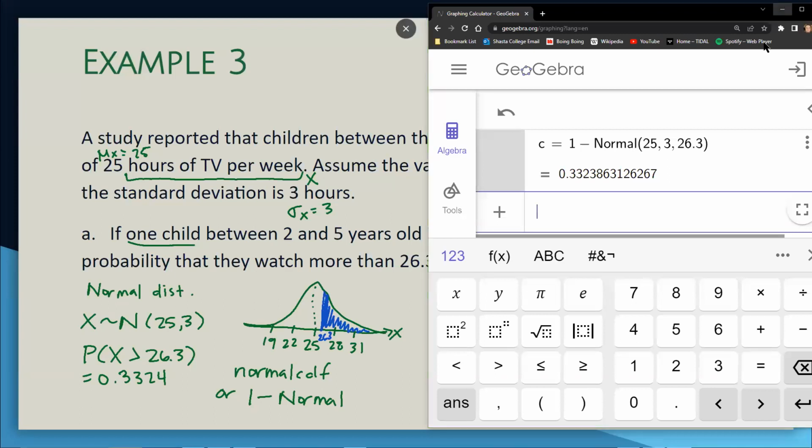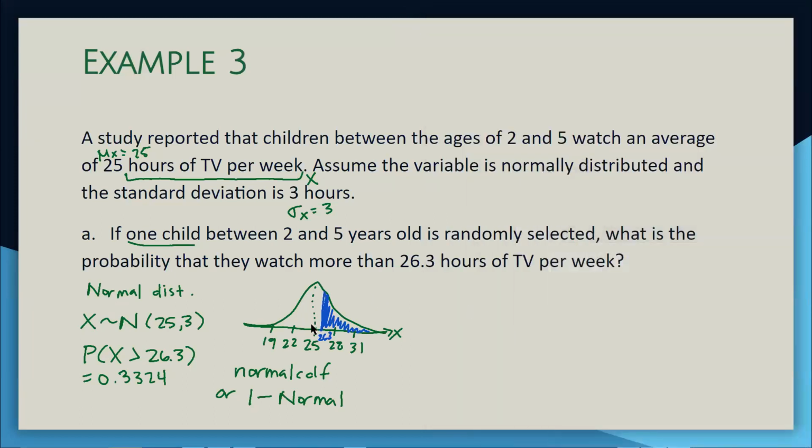And that makes sense because looking at this picture, we've shaded to the right of 26.3, and 26.3 is bigger than the mean. So we've shaded less than half of our curve, something less than 0.5. So 0.3324 is a reasonable value for the picture that we drew. So that means if we randomly select one child between 2 and 5 years old, there's a 33% chance that they watch more than 26.3 hours of TV per week.